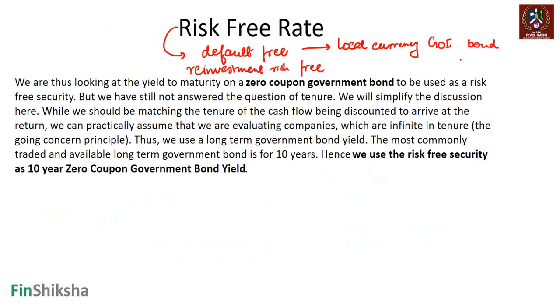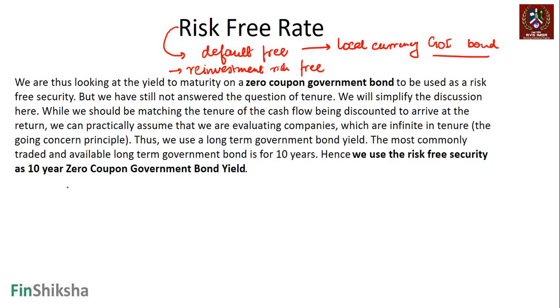Because you can print the local currency. You cannot print dollars. If, for example, we are looking at India, you cannot print dollars to arrive at a default free rate because India doesn't have the capacity or the power to print dollars, right? So you're looking at a local currency Government of India bond.